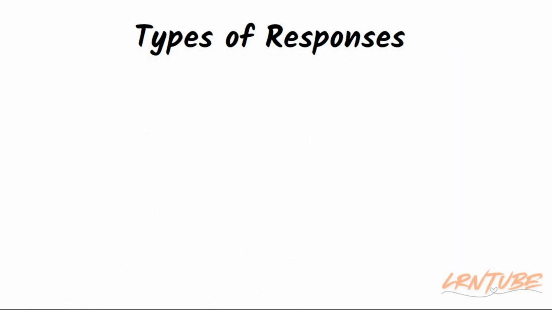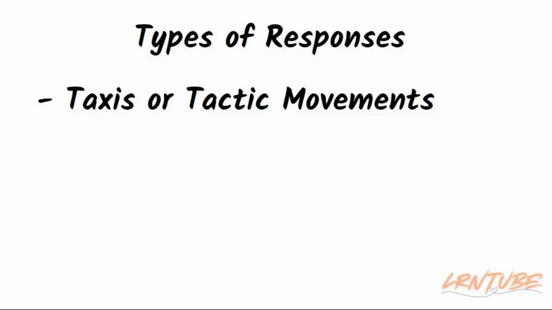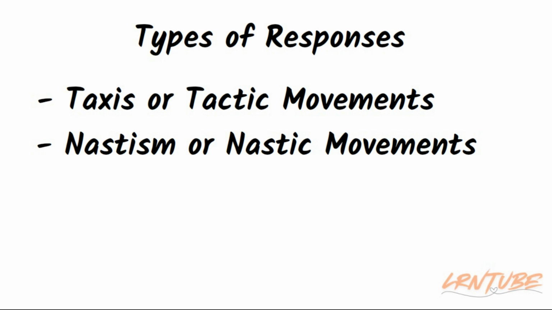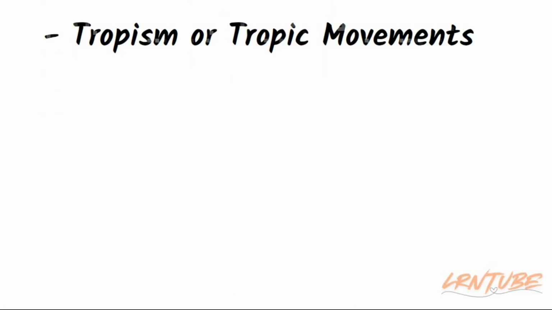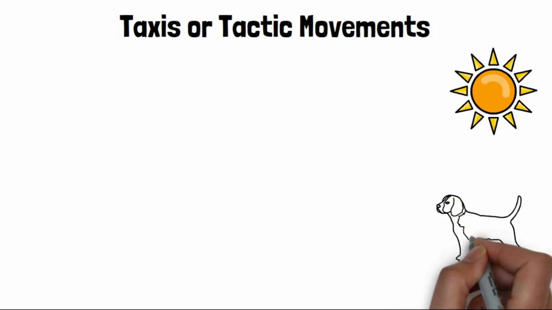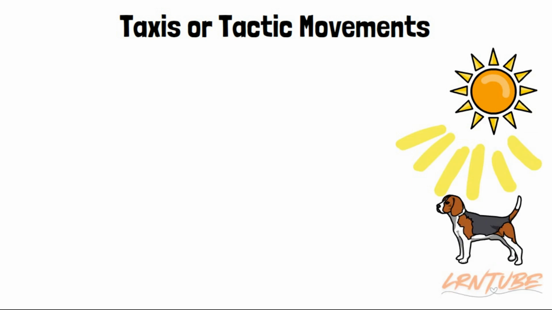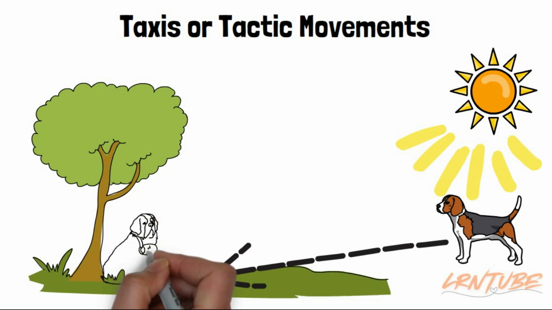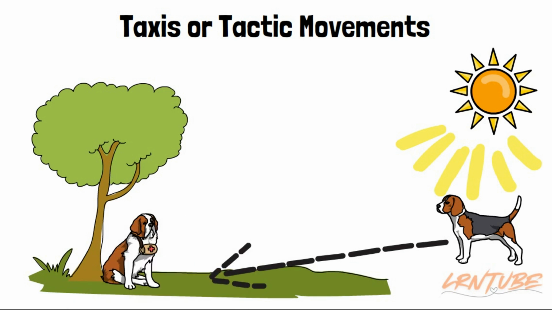There are three major types of responses. They include taxis or tactic movements, nastism or nastic movements, and tropism or tropic movements. Taxis or tactic response is a directional type of response or movement in which a whole organism moves from one place to another in response to an external stimulus such as light, temperature, water, or certain chemicals. These movements could be positive or negative.